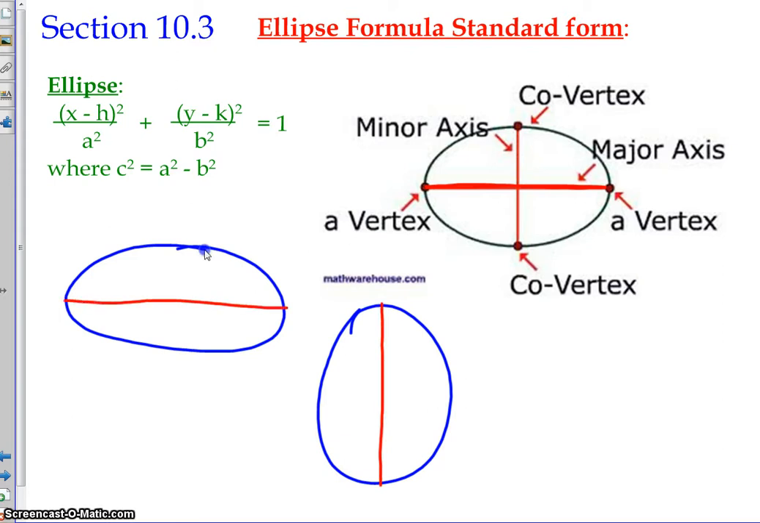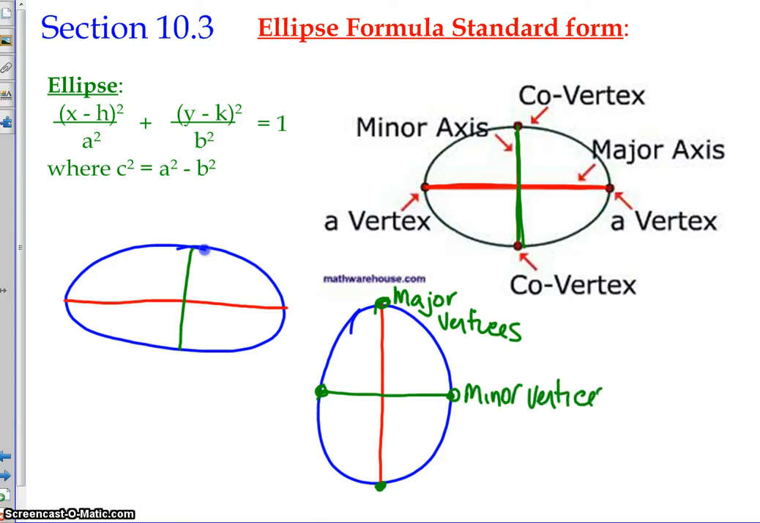The shorter axis is called your minor axis. So it's kind of the shorter way. So this would be here our minor axis. Now, these 4 points that are formed are called the vertices. These are called the major vertices. Each one is a vertex, and the plural is vertices. And this would be your minor vertices. And this is the other minor vertex.